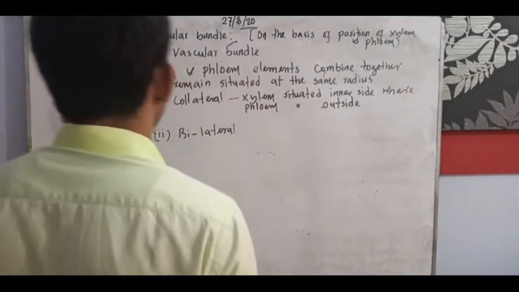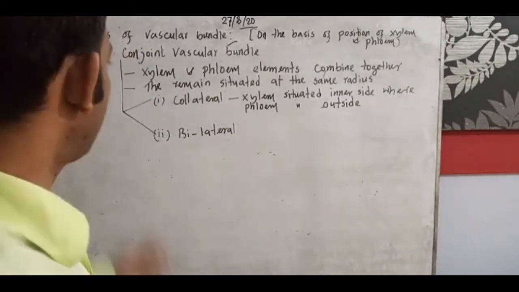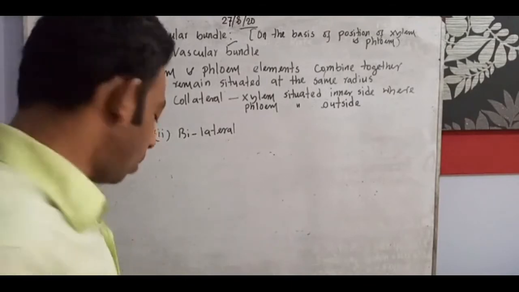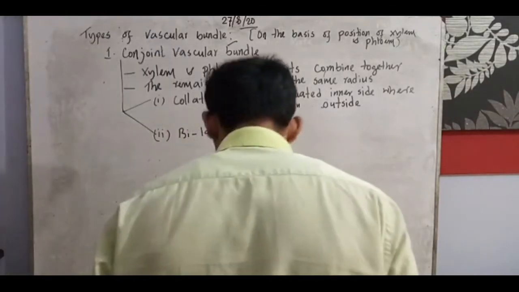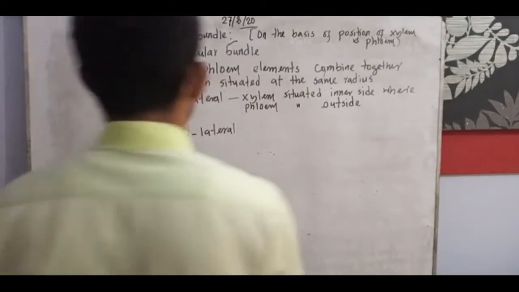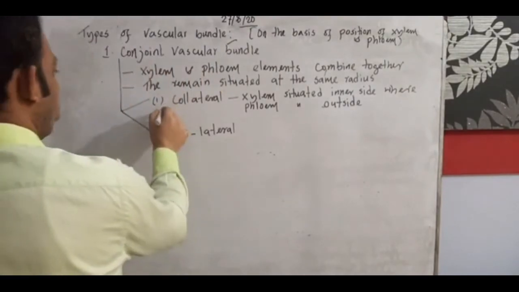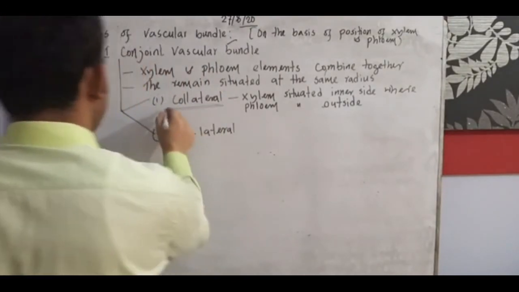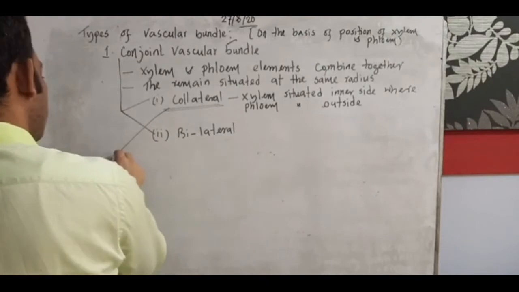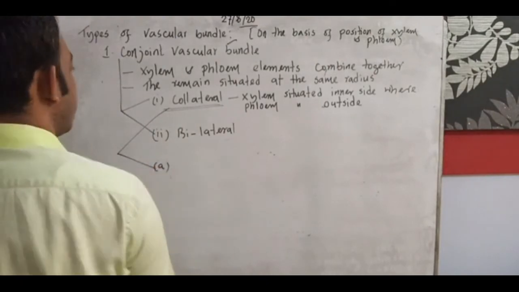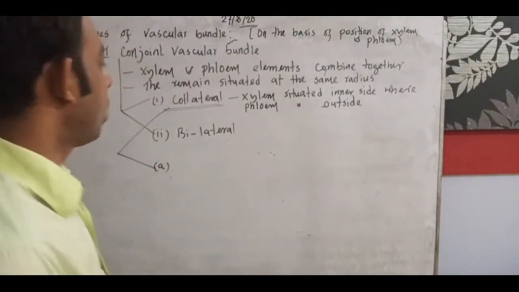Look at here, collateral and bilateral are the two kinds of conjoined vascular bundle. I will draw the figure, and then it will be easily understandable. And this one also has two kinds. Collateral is of two kinds.